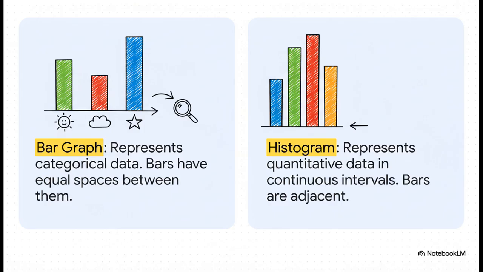That's key. Each bar is its own thing. Histograms, on the other hand, are for continuous numbers, like height or time. The bars touch each other because the data flows from one interval right into the next.